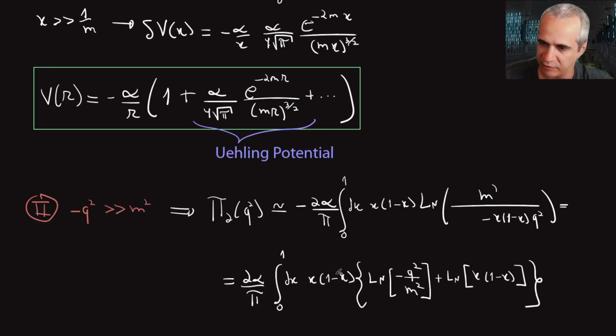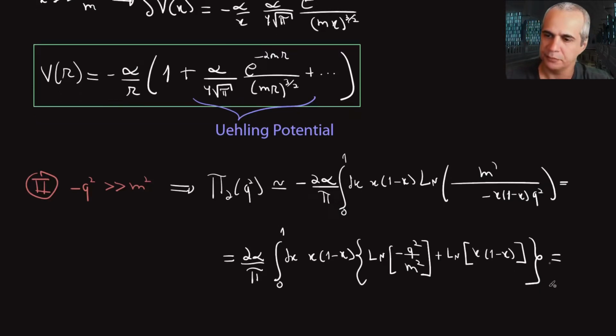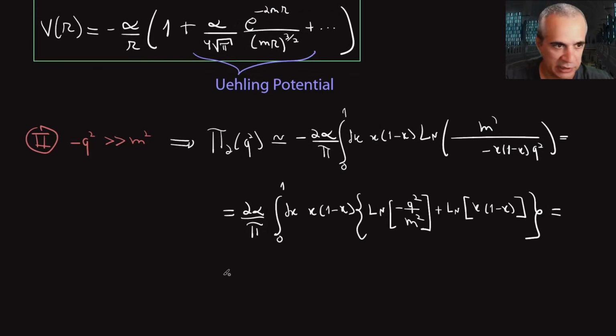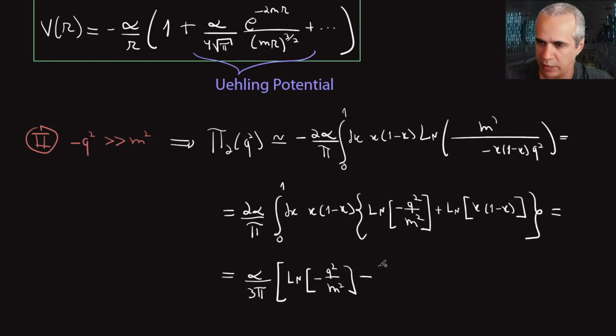It's easier, just the integral of x times 1 minus x. And this one is kind of easy too, because I have the same thing outside the log. This will be just alpha over 3 pi. You can check the integration if you want. Minus q squared over m squared minus 5/3. That comes from this part. And now this expression, I can go and plug into the effective charge.